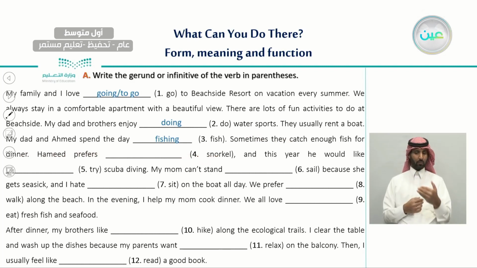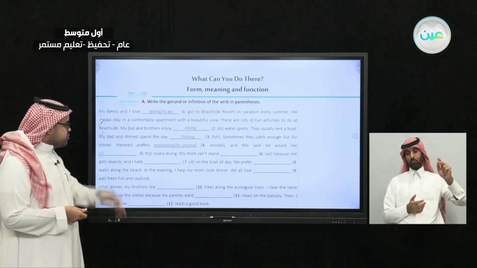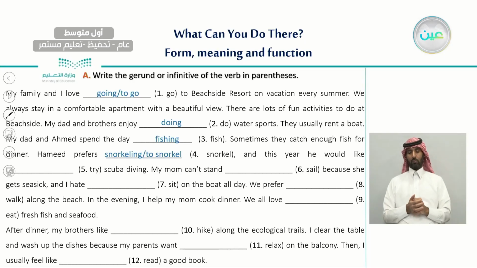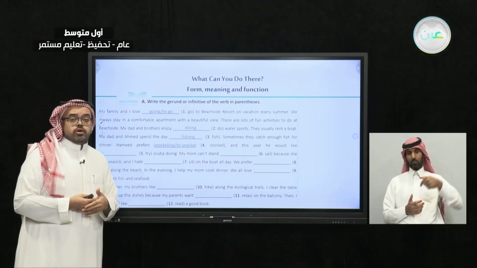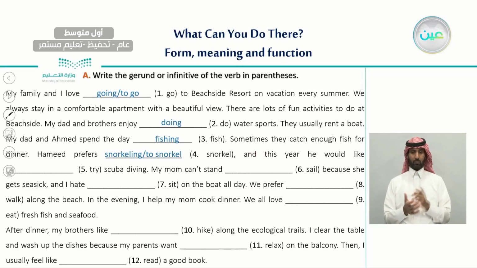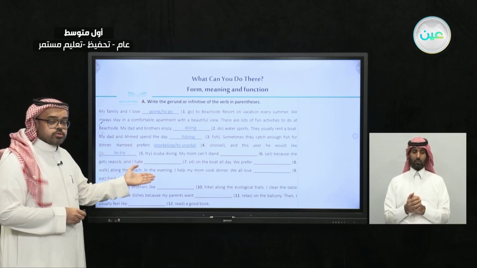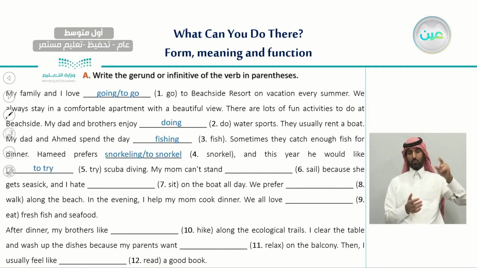So let's start with the first one. Hamid prefers, and here we have the verb snorkel. So what should we say? Very good. Either we can say snorkeling or to snorkel, because prefer is the kind of verb that we can use with both gerund and infinitive. And this year he would like plank, try scuba diving. And would like is the kind of verb that comes before an infinitive. So the verb try would be to try.